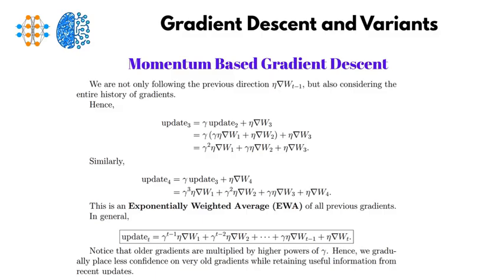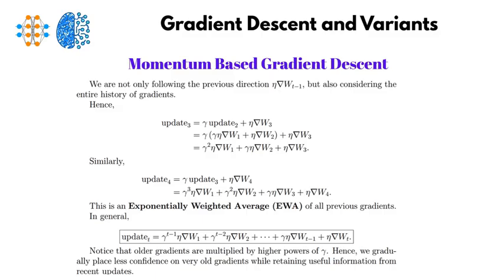And the older gradient, the gradient of W1, has a coefficient of gamma squared times eta. So the older the gradient becomes, the higher the power of gamma becomes. Let us continue one more step.